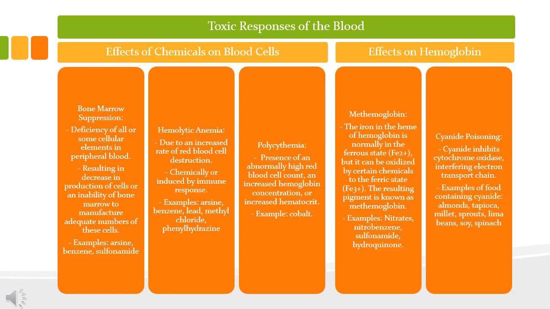Finally, the cyanide poisoning. Cyanide can inhibit the cytochrome oxidase, which interferes with the electron transport chain, resulting in no formation of adenosine triphosphate. Examples of food containing cyanide are almonds, tapioca, millet, sprout, lima beans, soy, and spinach.